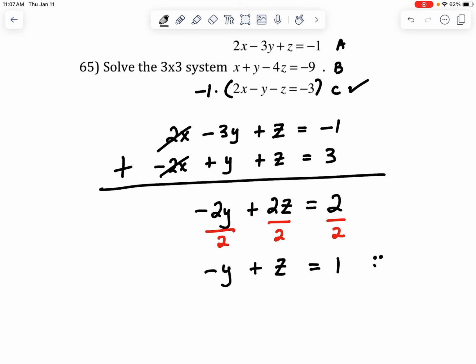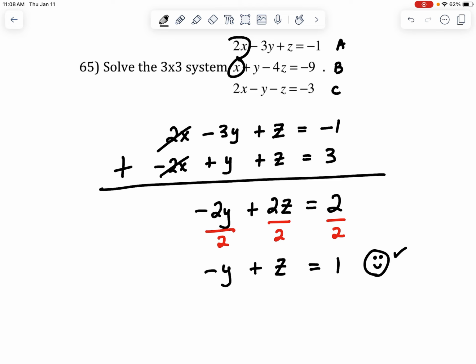Okay, now I have one equation that has y and z. So the happy face is saying good. Now go get another equation that has y and z. So if you go back to my equations with the A, B, and C, I already used A and C. So I need to use two other equations. And I need to eliminate x.